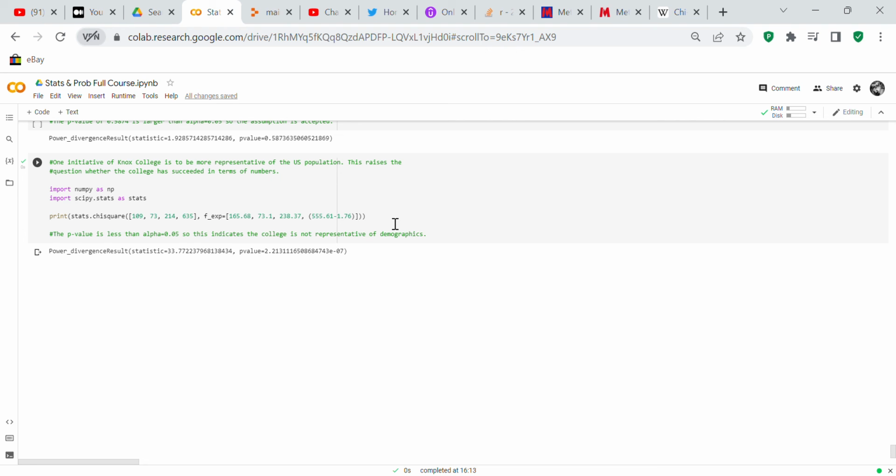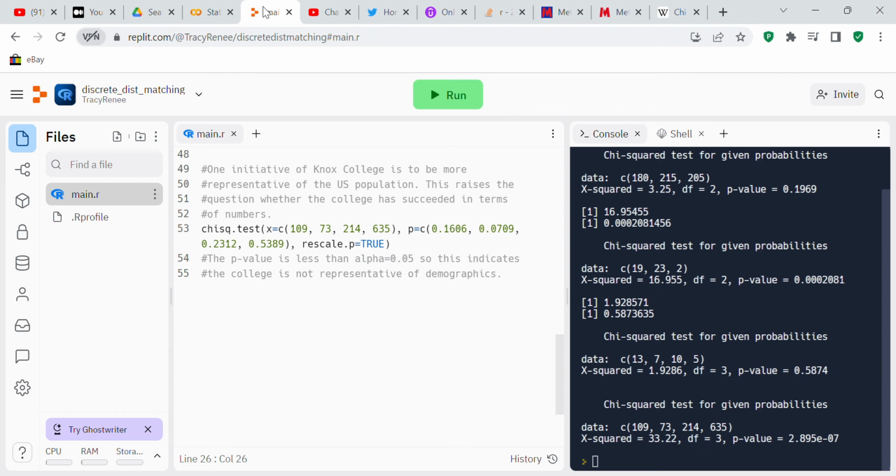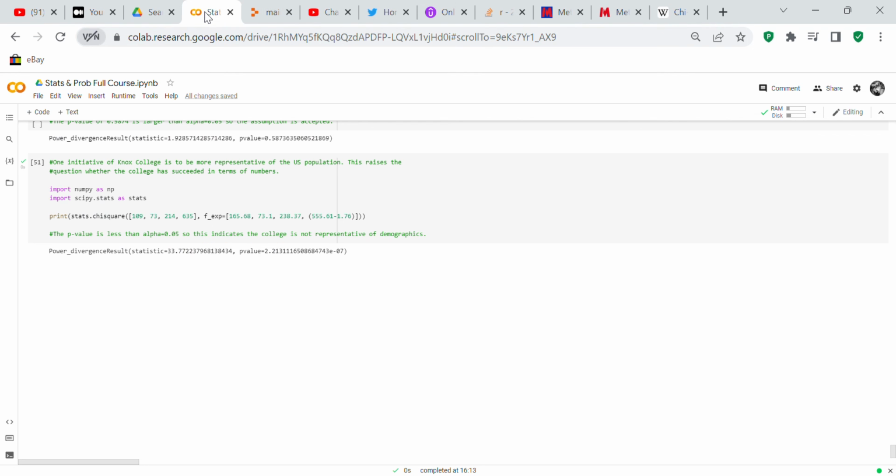And so the p-value that I got is different from the p-value in R, because it's 2.895e-07 in R, and this was 2.213e-07. But it's still a very minuscule amount. But I had to do that to get it to work, because SciPy Stats doesn't work the same way that R works. So I'm not going to put this question in my blog post anyway.